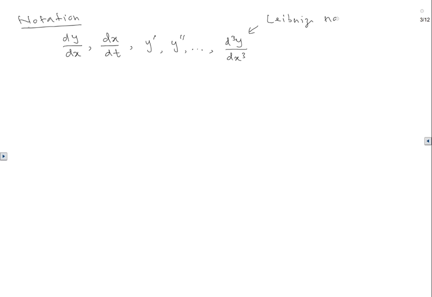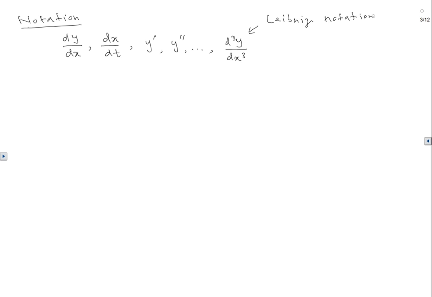Leibniz is one of the mathematicians who developed the theory about two centuries ago. Okay, now let's talk about the differential equation.